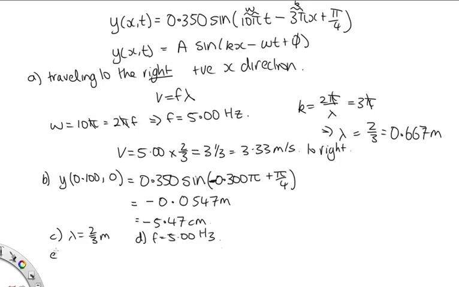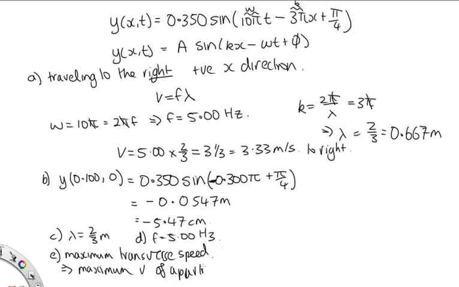Now part E said what's the maximum transverse speed? So what this is asking for is the maximum velocity of a particle. Okay, so let's do that over here. To do that, the velocity of the particle is given by dy dt. So we need to take the derivative of this with time.